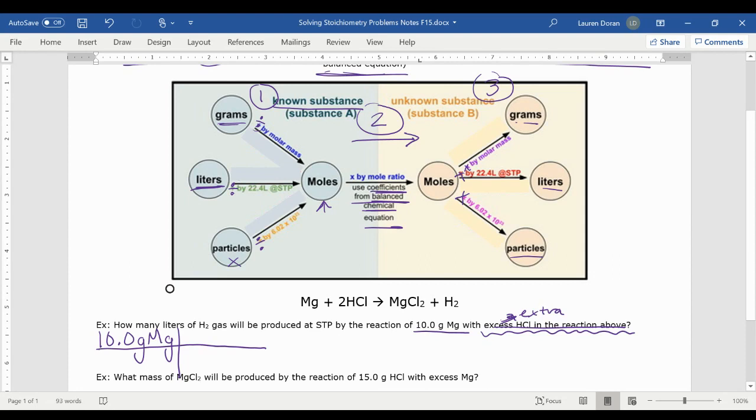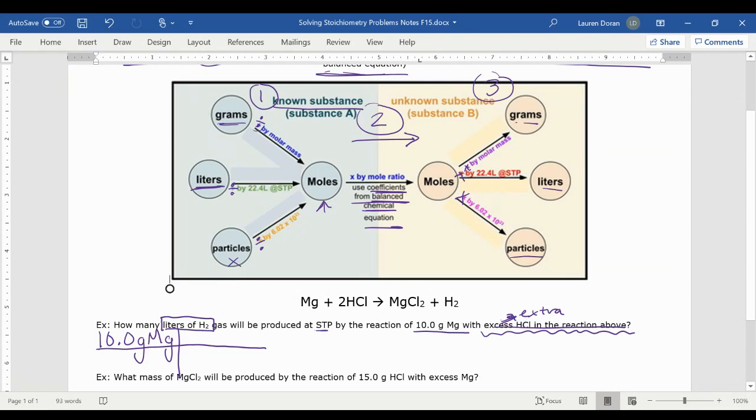And then I'm going to look at the question word and see what comes after that to figure out what I'm actually solving for. So it says how many liters of H2. Okay, and then it does tell us at STP, which does allow us to use the 22.4 number that we have learned about. So starting with 10.0 grams of Mg, magnesium, and going to liters of H2.